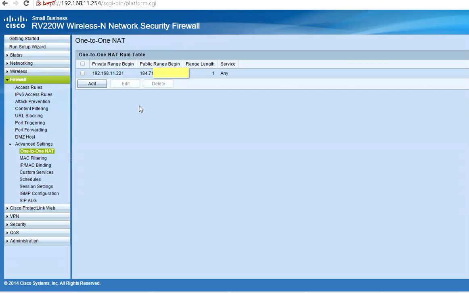Make sure you reboot your modem and router as well. So that's the way to utilize the second or more public IP address, but only for incoming, not for outgoing.